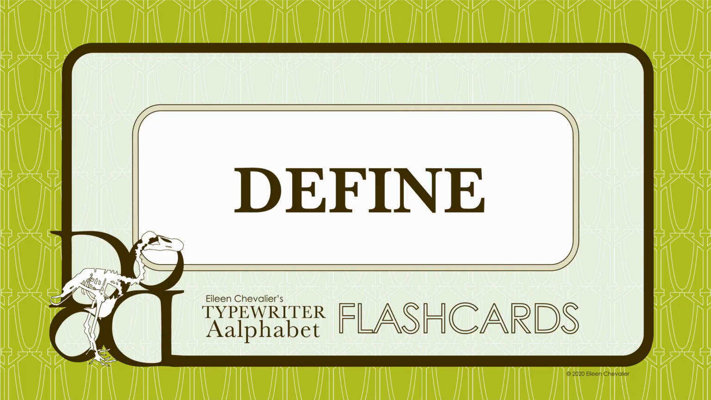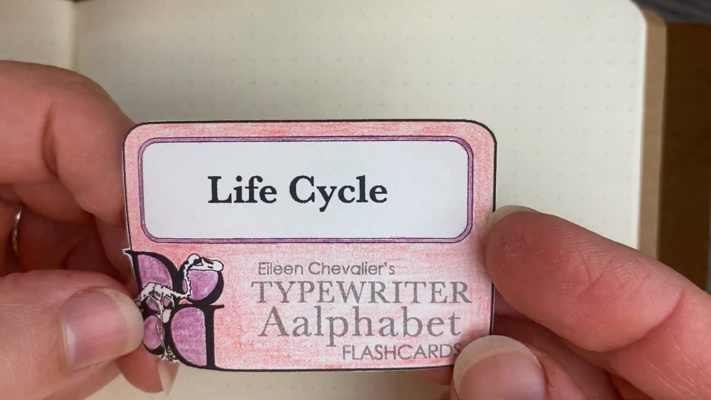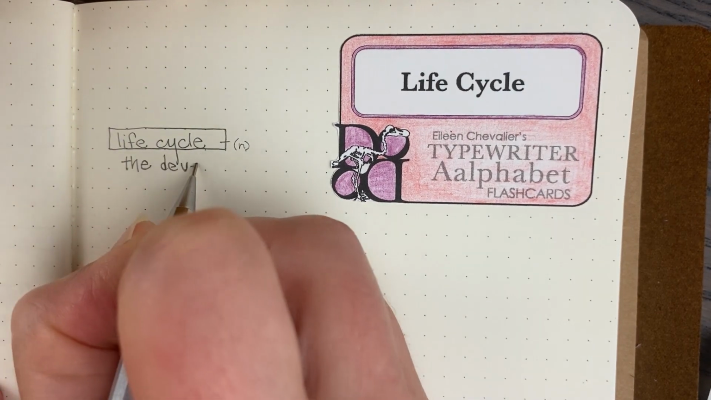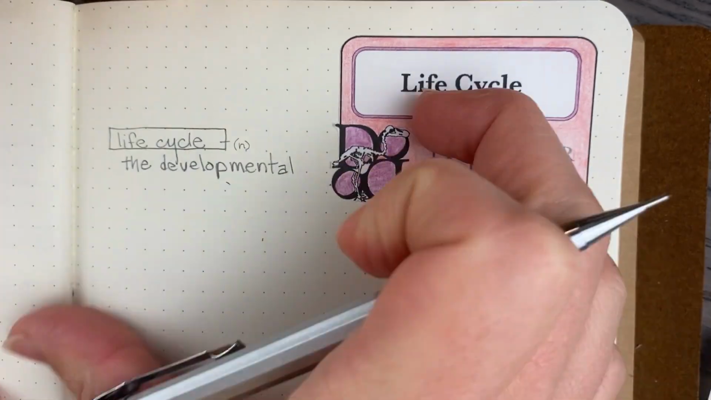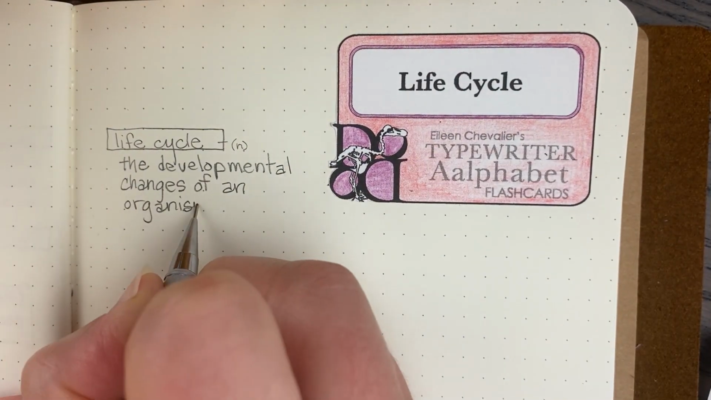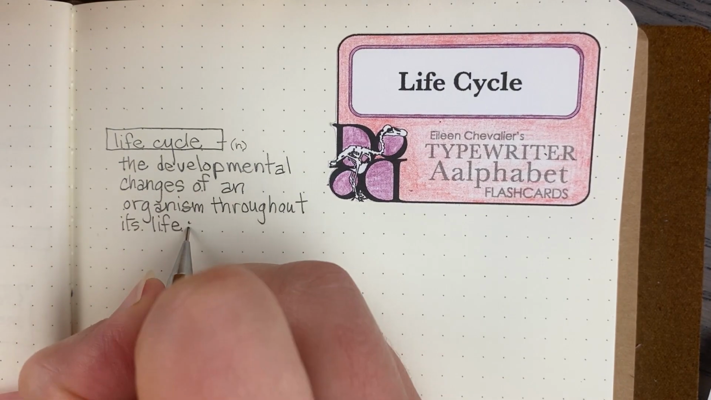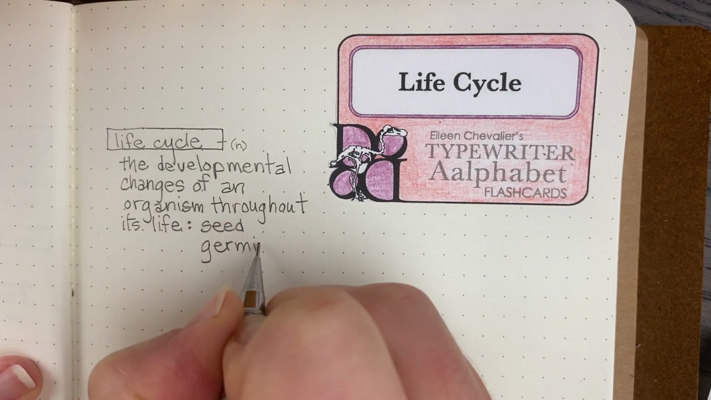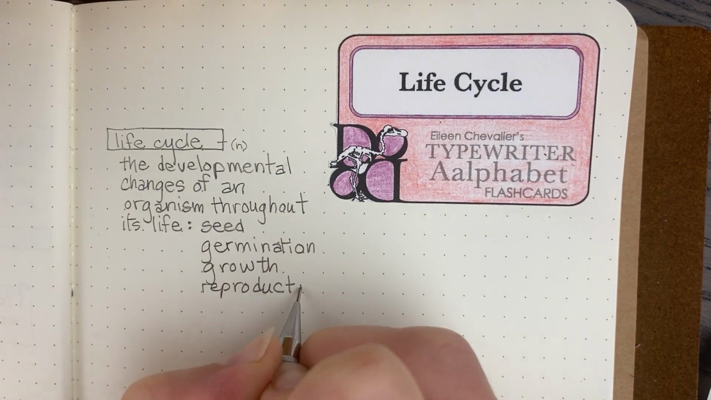All right, before we get into it, we're going to write our definitions. So I'll read them out for you and you can write them in your journal. Life cycle: the developmental changes of an organism throughout its life. Germination, growth, reproduction, seeds, and death. That obviously pertains to botany rather than, say, fish, because I'm talking about germination and seeds. But it's the same idea.